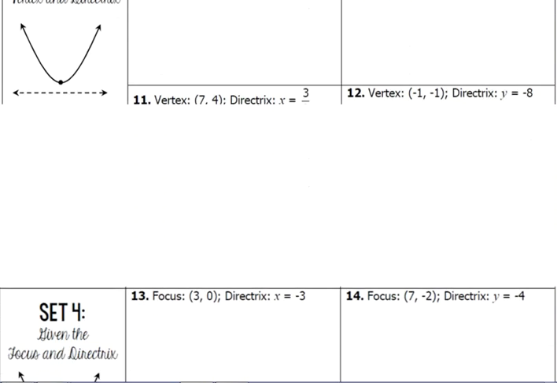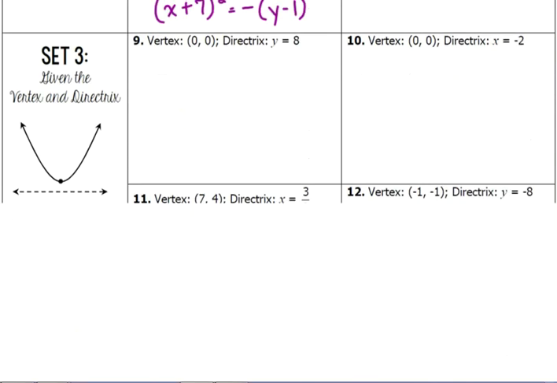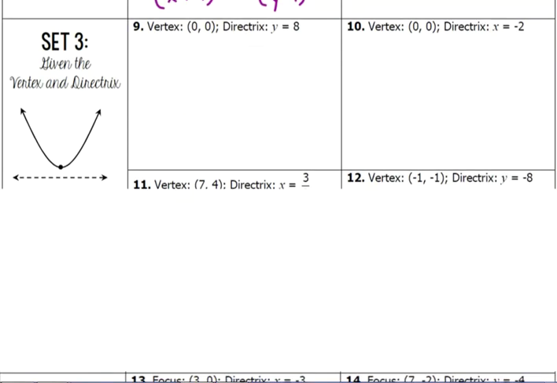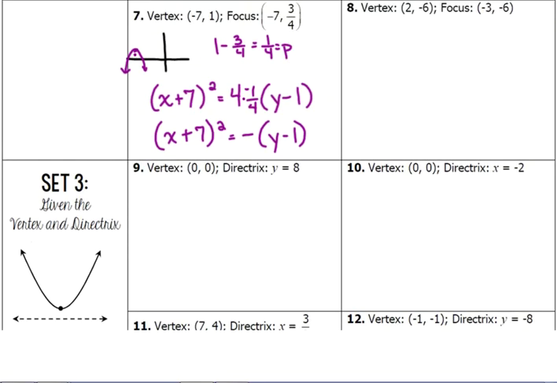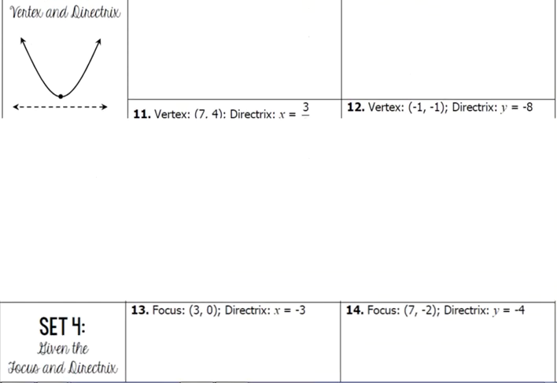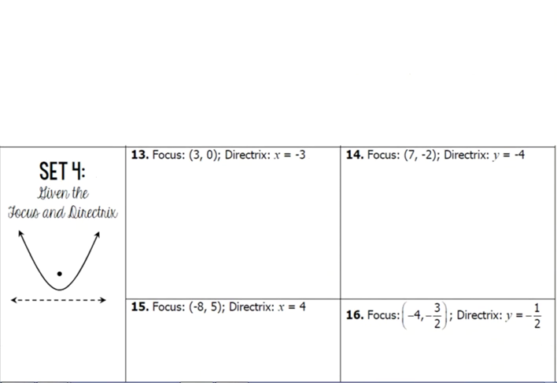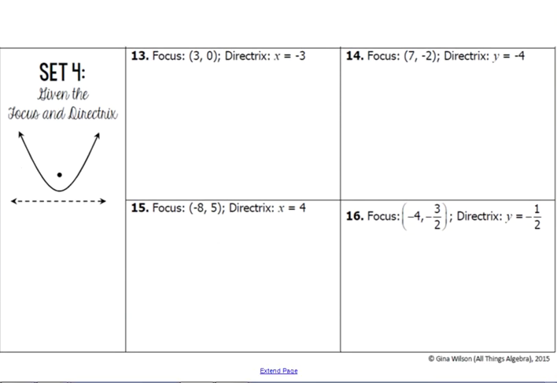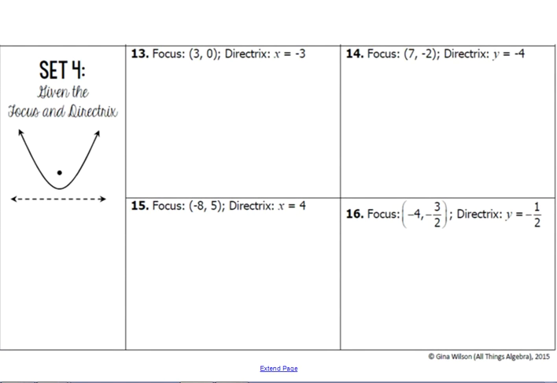Let's look at the vertex and the directrix, same deal. You're just finding the distance like you did with the focus. Let's look at the more difficult one, and it's still not that difficult, just a little bit more involved. If they give us the focus and the directrix, let's look at number 15.